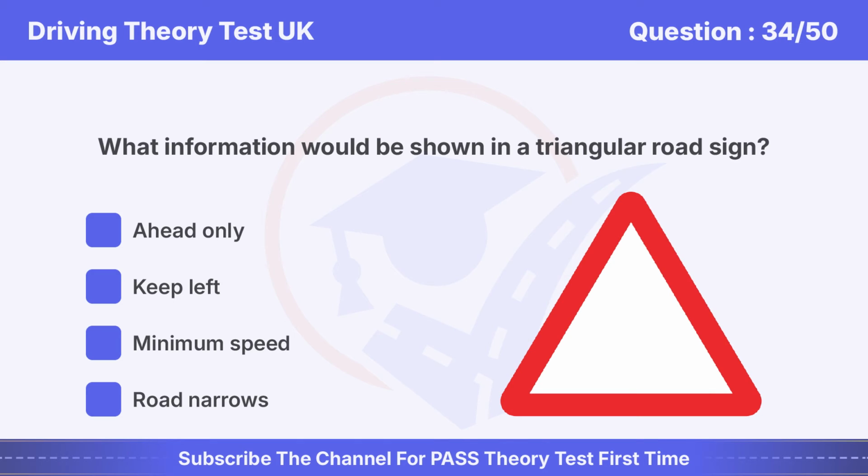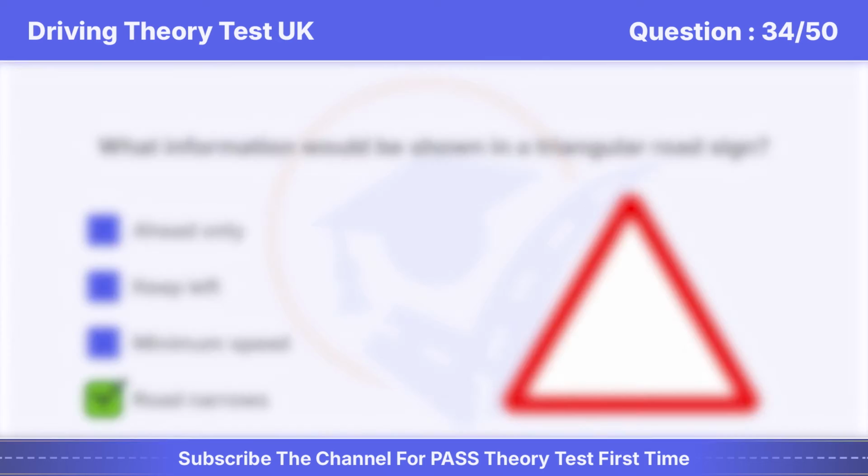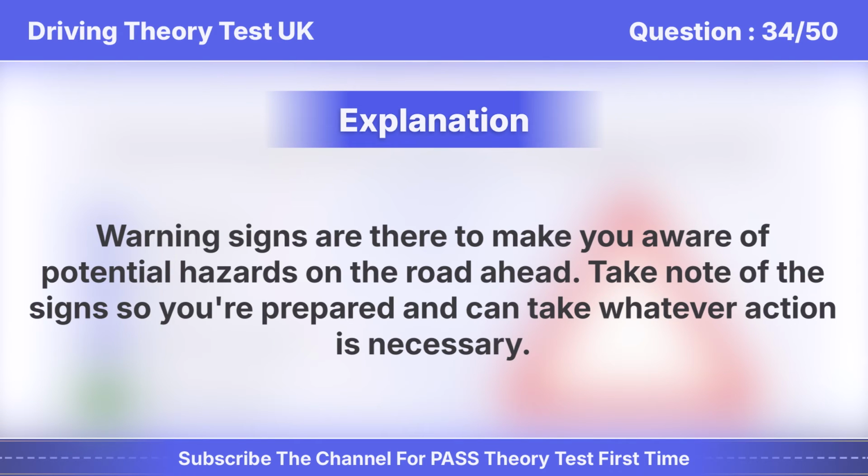Question 34. What information would be shown in a triangular road sign? Answer is D. Road narrows. Warning signs are there to make you aware of potential hazards on the road ahead. Take note of the signs so you're prepared and can take whatever action is necessary.